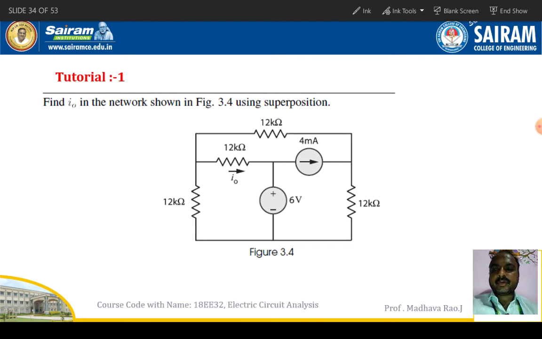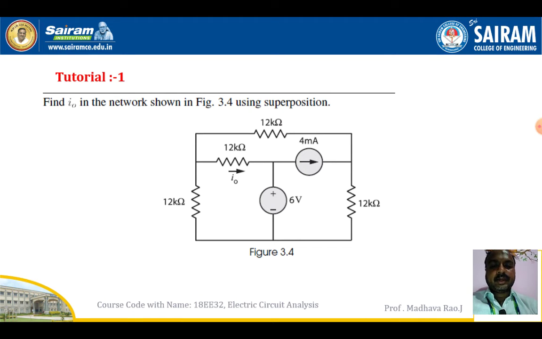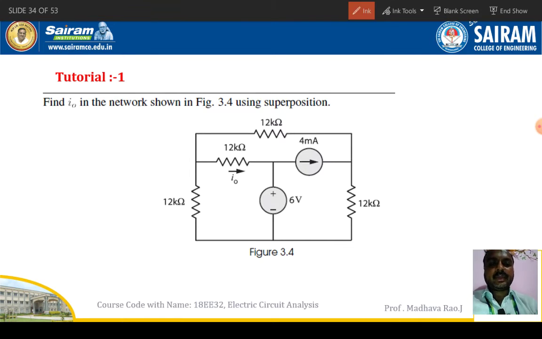In this, what you have to find out? I naught. Where is I naught? I naught is the current flowing in the 12 kilo ohm resistor. So this 12 kilo ohm resistor current we have to find out.